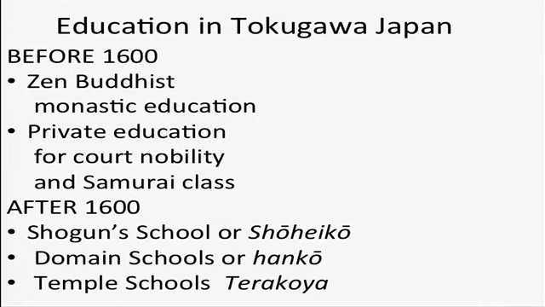or a han, which is the local level of the state, a small state. And there are about 250 domains at this point in time in Japan. So each domain also has a school which the shogunate helps to fund. Samurai who are trained at the Shoheiko will go teach at the domain school, and that's one way the ideology is spread to the samurai class, right?